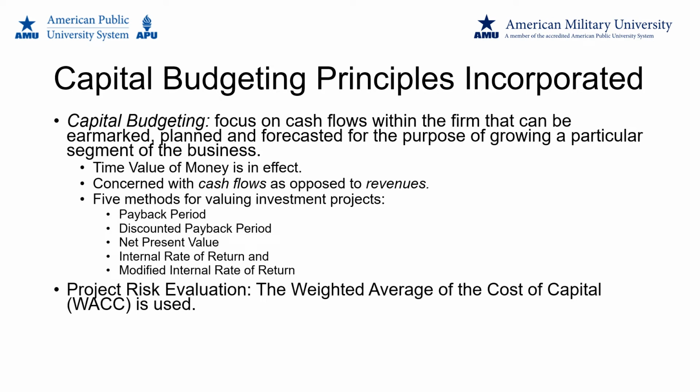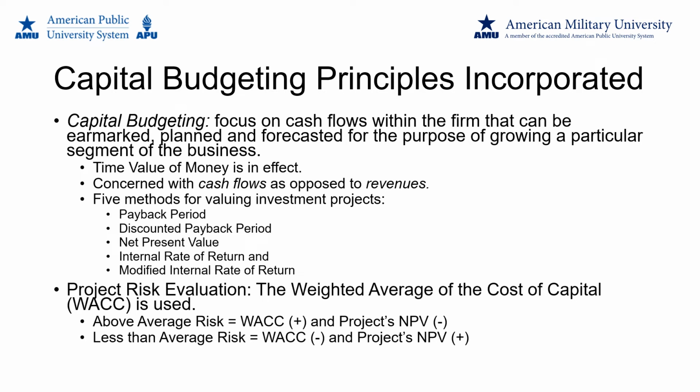Risk can also be evaluated here as well, utilizing the weighted average cost of capital, or WACC. Put simply, an above average risk project has an inverse relationship: as the weighted average cost of capital increases, the project's net present value decreases. On the other end of the spectrum, for a project that is considered less than average risk, the WACC decreases and the net present value for the project increases.